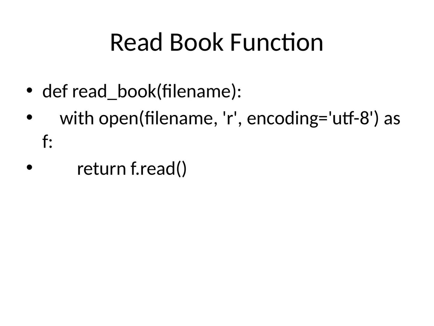Take a look at this function. This function takes a file name, opens the file in read mode with UTF-8 encoding, and assigns the file object to f inside a context manager. It returns the entire file contents as a single string, and the file is automatically closed when the block finishes. Call readBook with a file path to get its text.